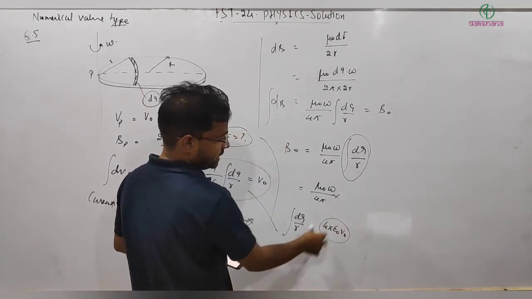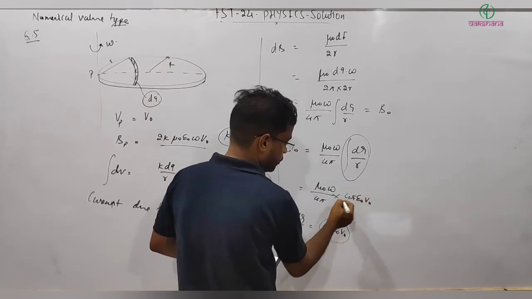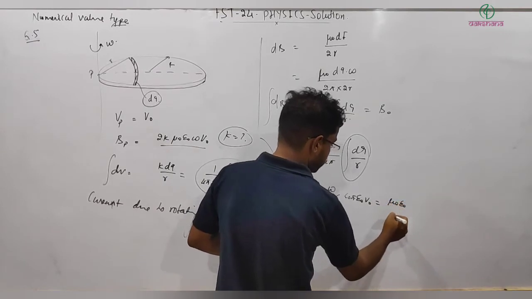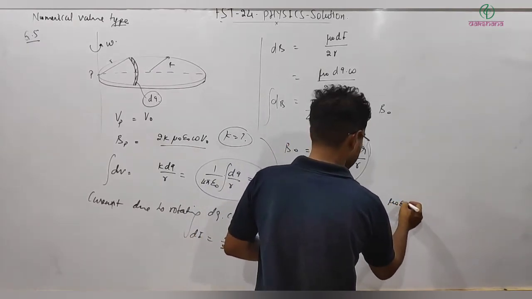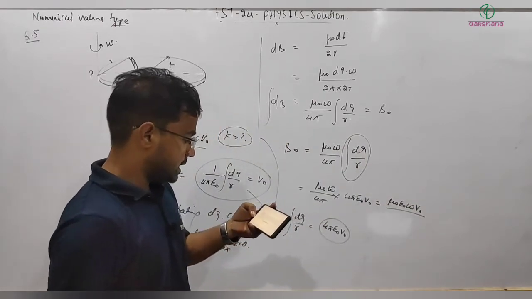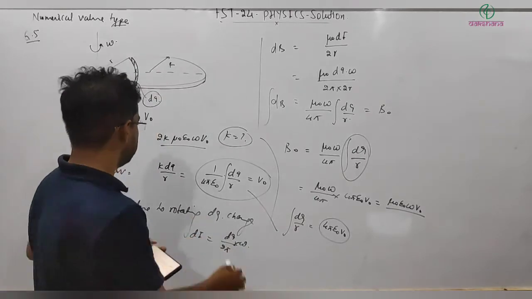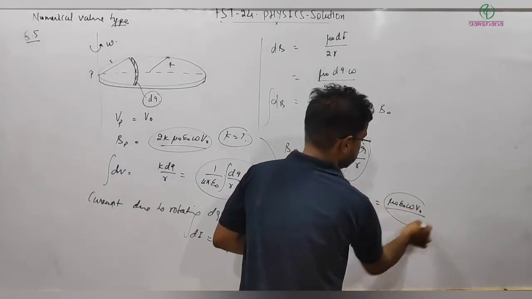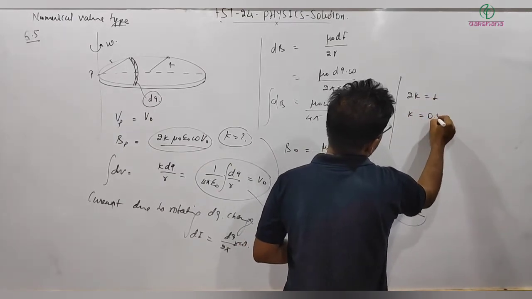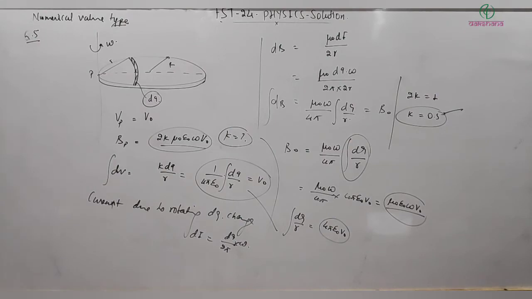So substituting this value here, then it's 4 pi epsilon naught into v naught. 4 pi gets cancelled, so we are getting mu naught epsilon naught into omega into v naught. So that is the magnetic field at point B. Now comparing this and this implies 2k is equal to 1 and k is equal to 0.5. This is the answer to problem number 5.